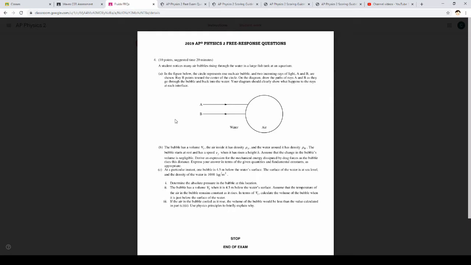On the diagram, show the paths of ray A and B as they go through the bubble and back into the water. Your diagram should clearly show what happens to the rays at each interface. Part A is another optics question. We're not going to talk about it.